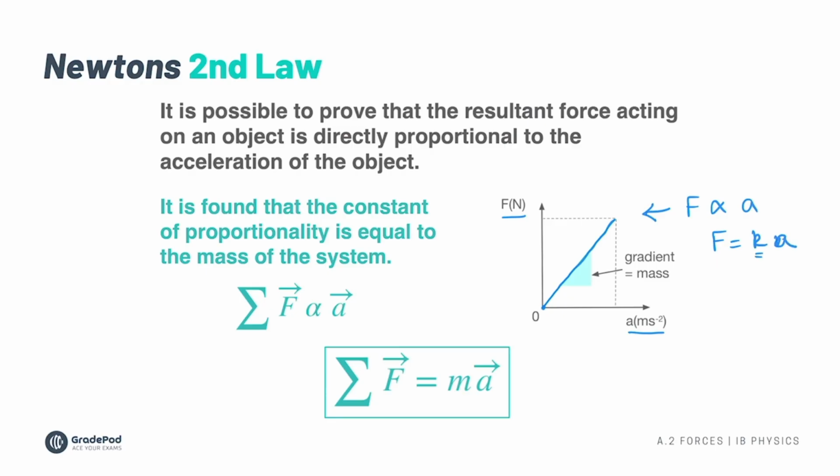And what you find if you do any form of experiment with Newton's second law is that the constant of proportionality is equal to the mass of the object that is being accelerated. F equals ma. And F equals ma is basically the short way of writing Newton's second law.